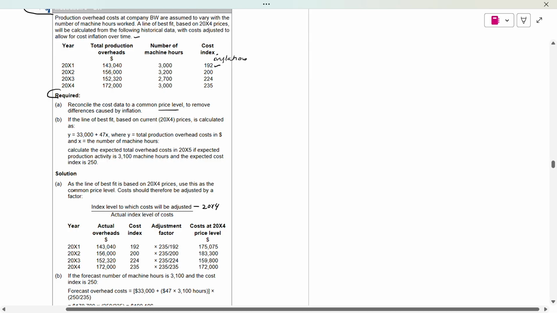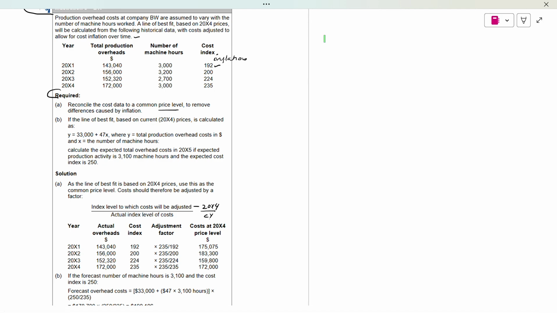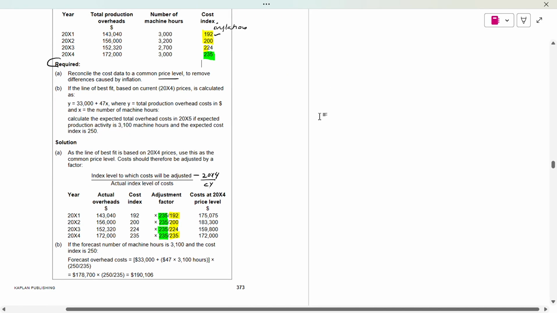In the actual index, how much will it be? Actual index is the current year. In all the cases, we are converting to the recent one, 2005. Actual is this much, 192. I'm putting in different colors. Is it 235? Is it 224 and 200? Are you clear? If you convert into that, we are getting the cost.